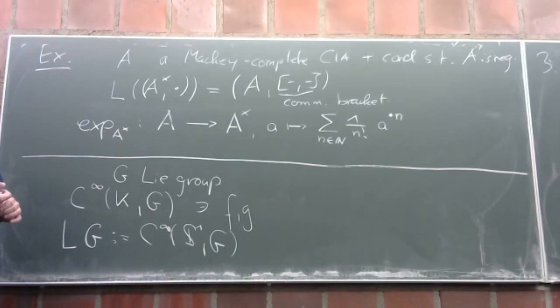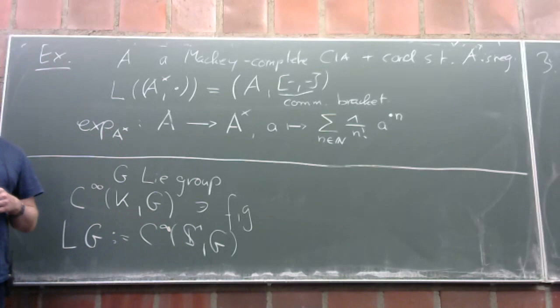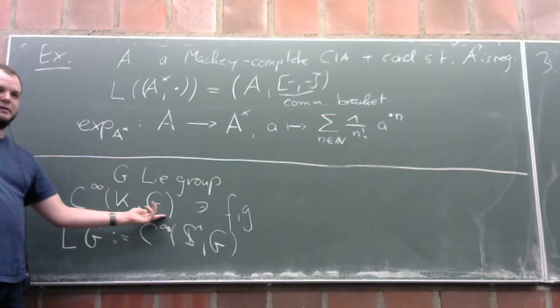I should say some people like to define their loop groups using only continuous functions. You can also do that if you want, but we have all the tools for smooth functions here, right? So we're not going to continuous ones. Okay, so here we have the group with the element-wise multiplication and so forth, so we get a group structure.